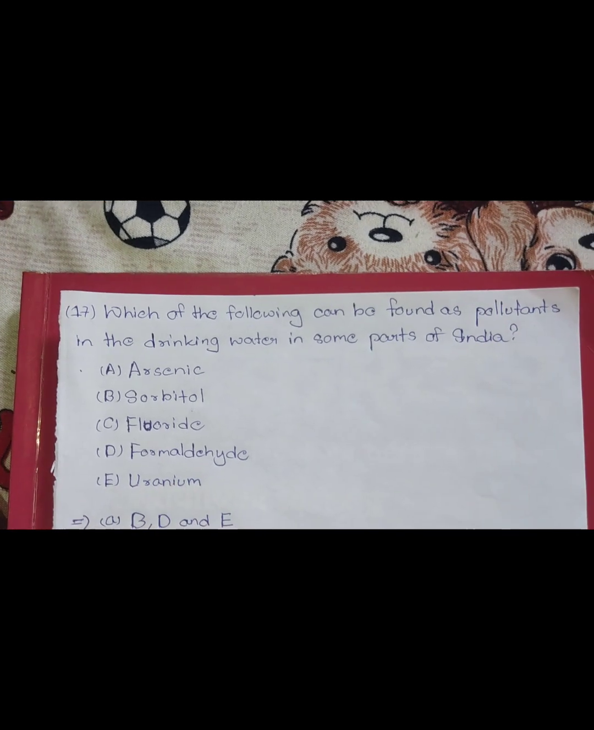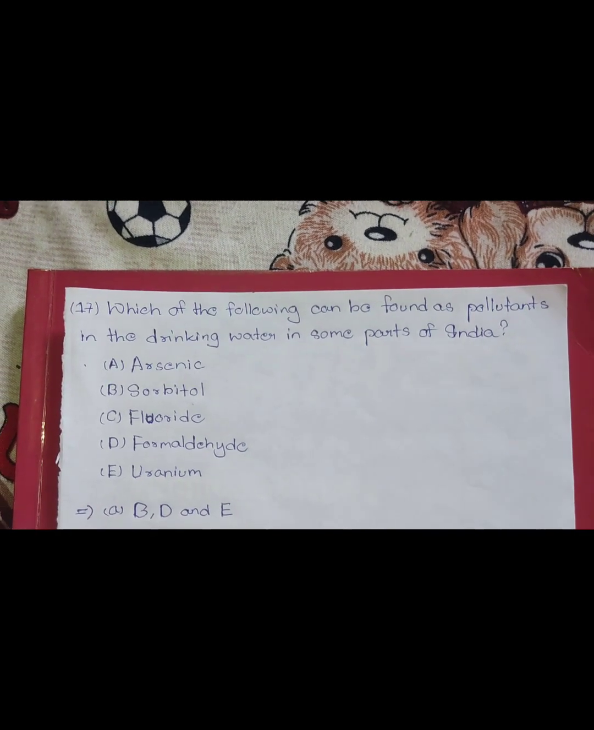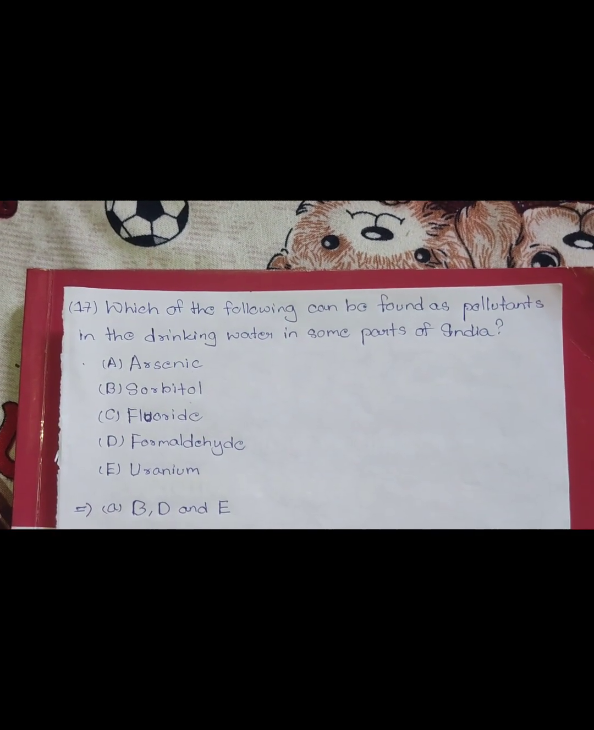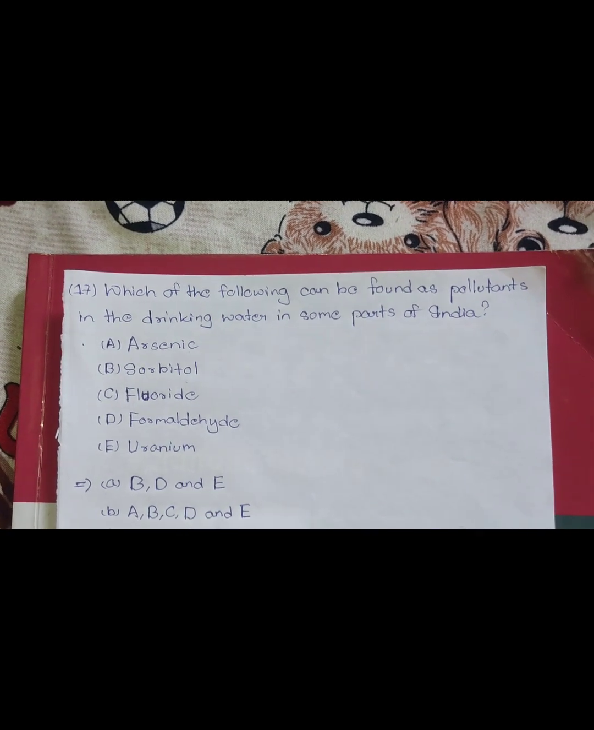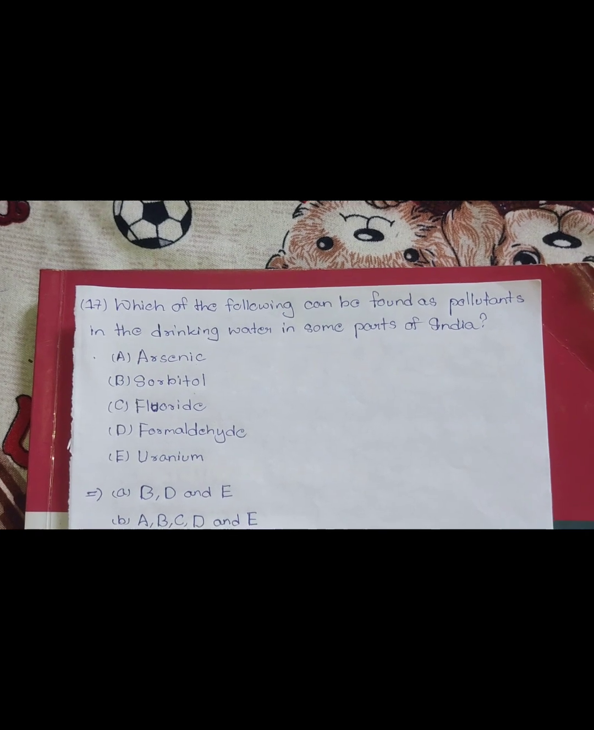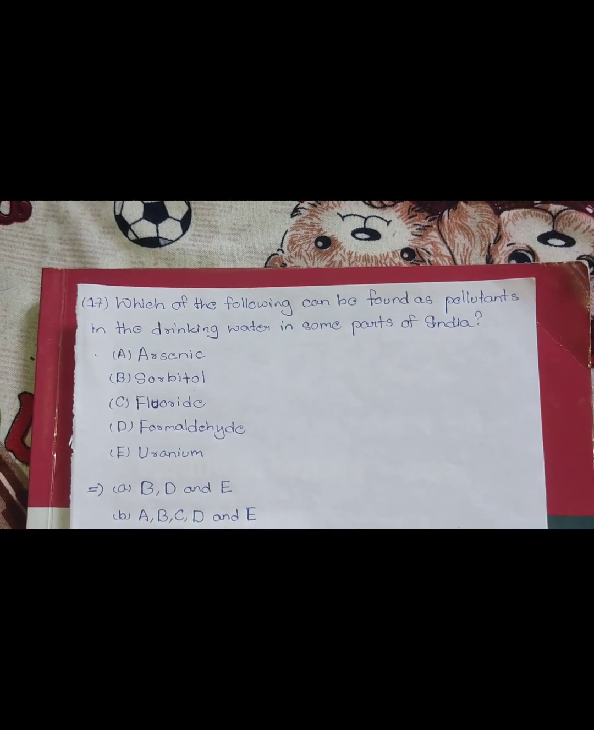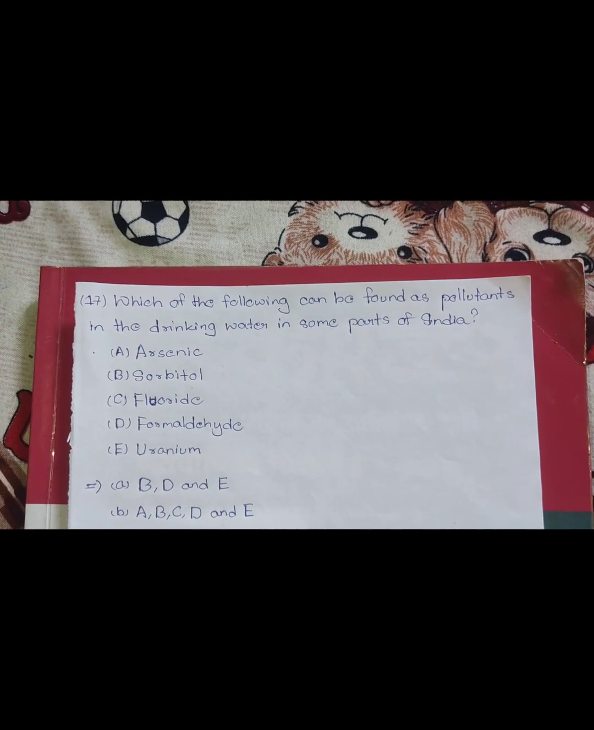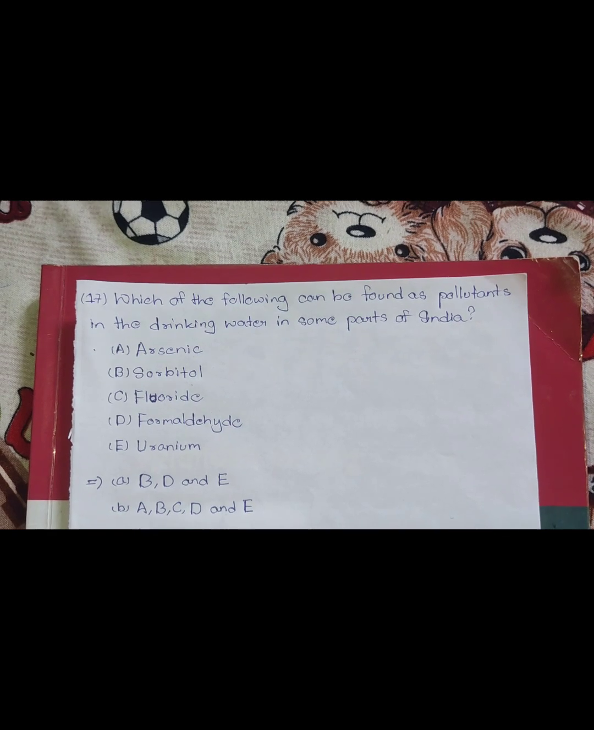Next question. Which of the following can be found as pollutants in the drinking water in some parts of India? Arsenic, sorbitol, fluoride, formaldehyde, uranium.